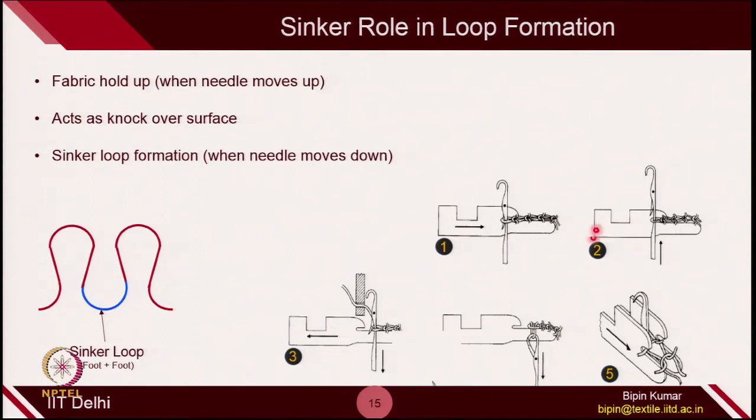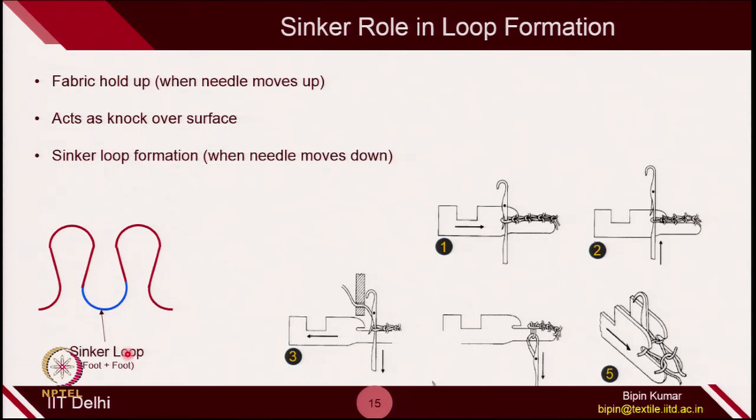once the needle moves up, it is holding the fabric, especially the sinker part of the loop, so as not to allow the fabric to rise along with the needle. It is also acting as a knockover surface, because during the downward movement, once the loop is released, obviously it is supported by the belly part. Also it helps in sinker loop formation.